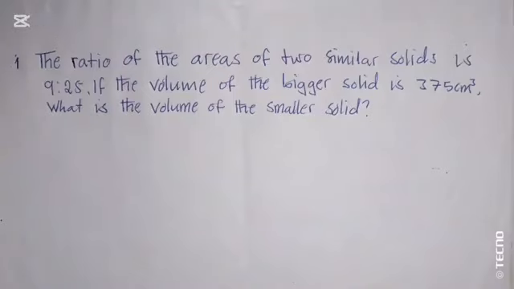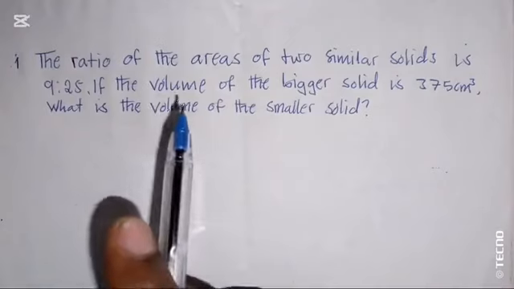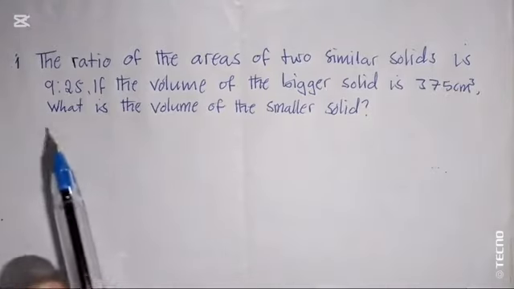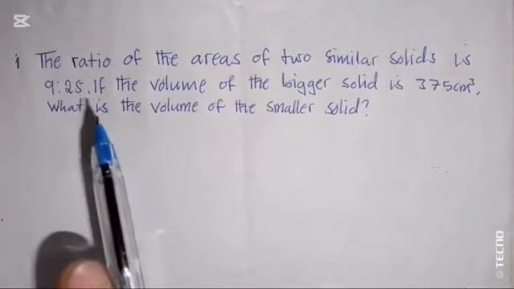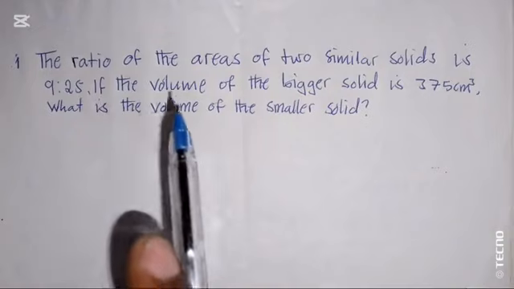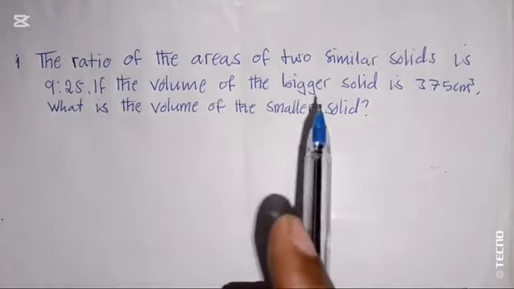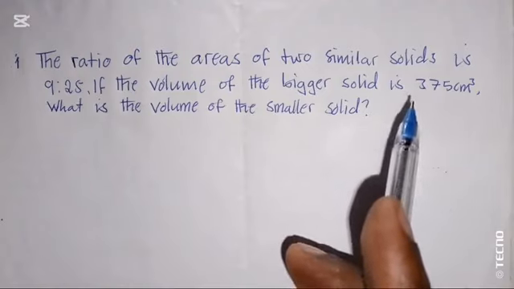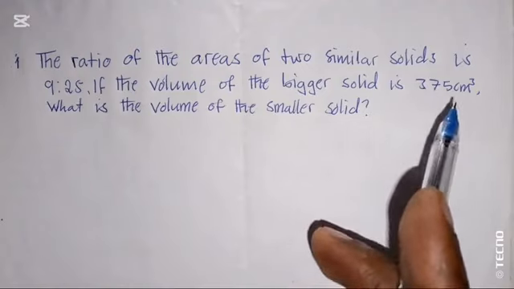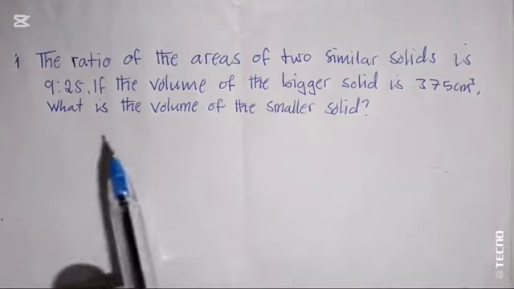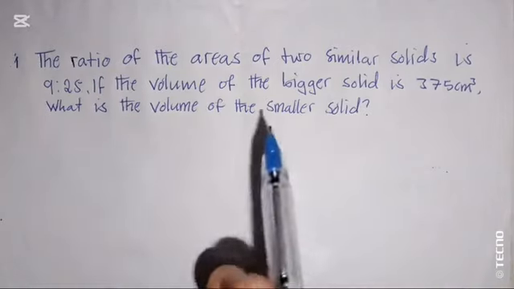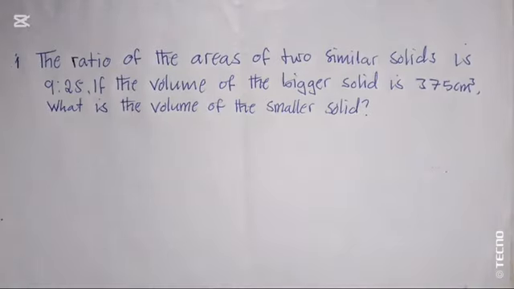So here I've got this question on similarity. The ratio of the areas of two similar solids is 9 to 25. If the volume of the bigger solid is 375 centimeter cube, what is the volume of the smaller solid? So here we know we do not use a calculator.